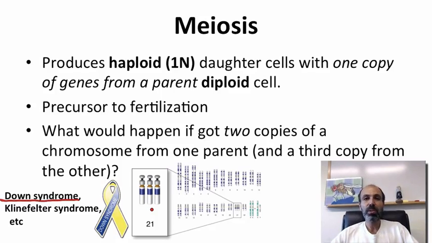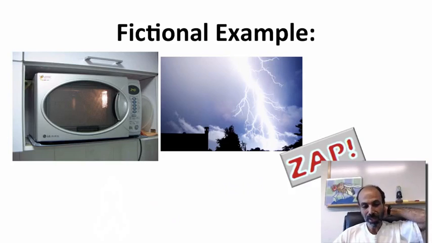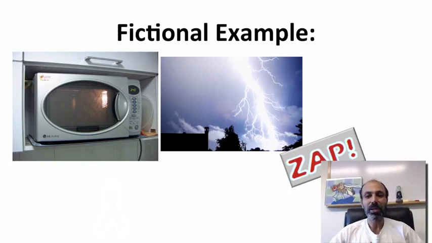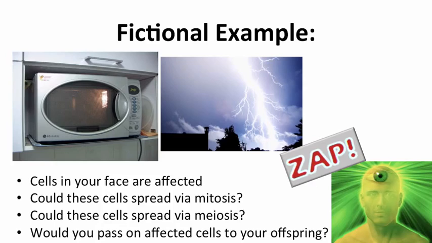Now let me give you a fictional example, and then I'll ask you a question after that to see if you've understood what I've said so far. Let's imagine that you're messing with your microwave. Microwaves are not as dangerous as I'm going to portray this to be. Let's say you're messing with this microwave. A lightning bolt strikes your house, and all of a sudden this big bolt of radiation shoots out of the microwave onto your face, and you grow a third eye. This would never actually happen. But let's say the cells in your face were affected.